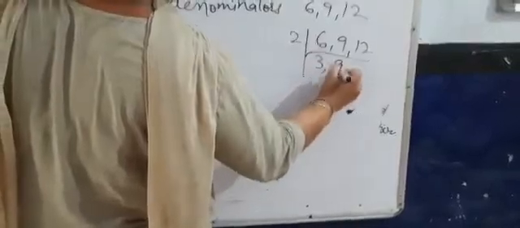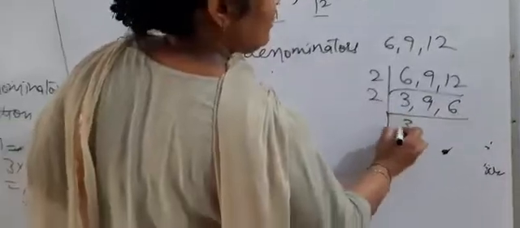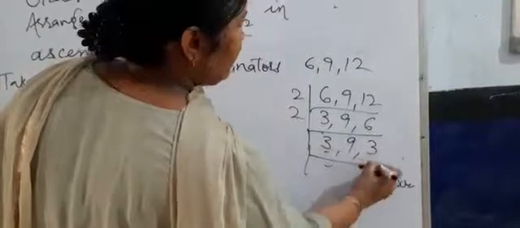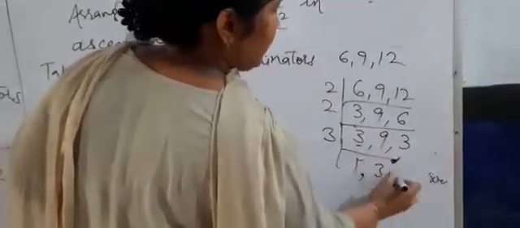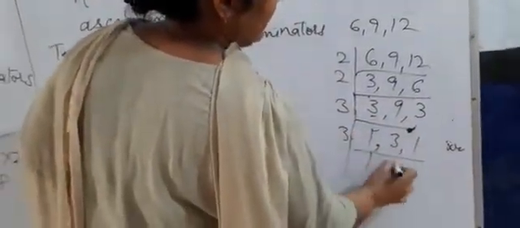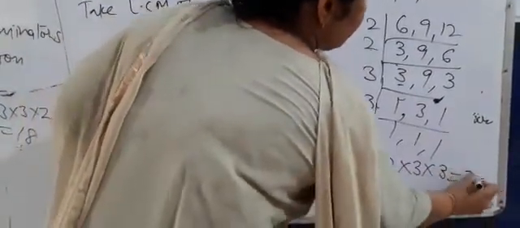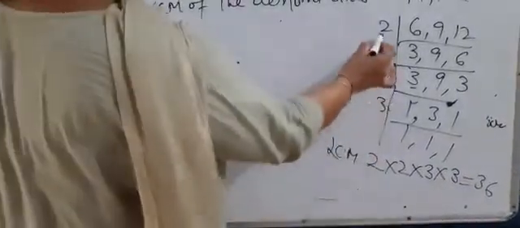6, 9 and 12. Get it? LCM: 2 3s are 6. 2 is not in the table, 2 6s are 12. Then again take 2. 2 is not in this table. 3 again. 9, 9, 2 3s are 6. Now all these numbers are in the table of 3. 3 3s are 9. Again 3 1s are 3. Now what is LCM? 2 2s are 4, 4 3s are 12, 12 3s are 36. You have got LCM 36.